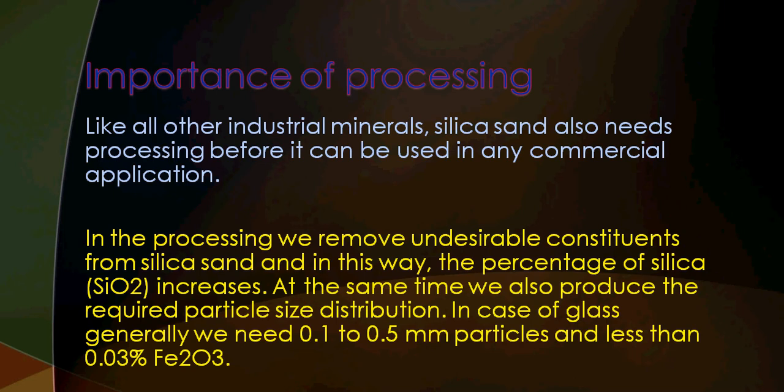In the processing, we remove undesirable constituents from silica sand, and in this way the percentage of silica increases. At the same time, we also produce the required particle size distribution. In the case of glass, generally we need particle size ranging between 0.1 to 0.5 millimeter, and iron oxide should be less than 0.03%.